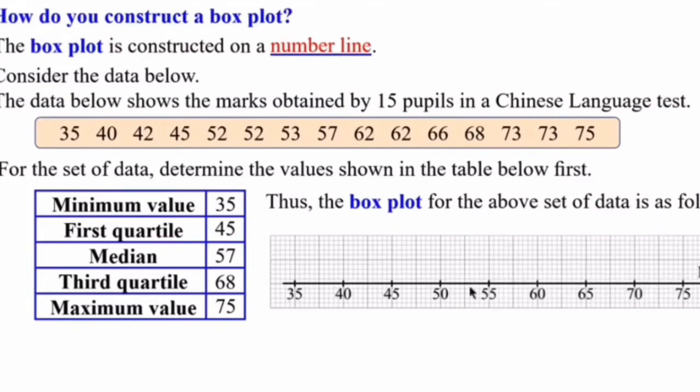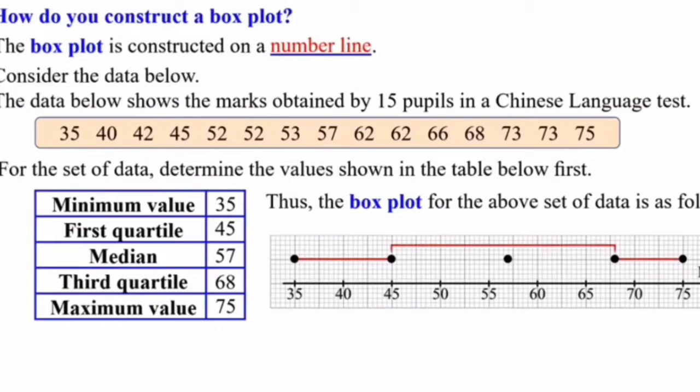Now we need to use graph paper, label the scale, making sure the scale is uniform, labelling from minimum to maximum, from 35 to 75. Now we plot the minimum value using a dot. Then the first quartile, median, third quartile, and the maximum value. Plot all the points using dots.